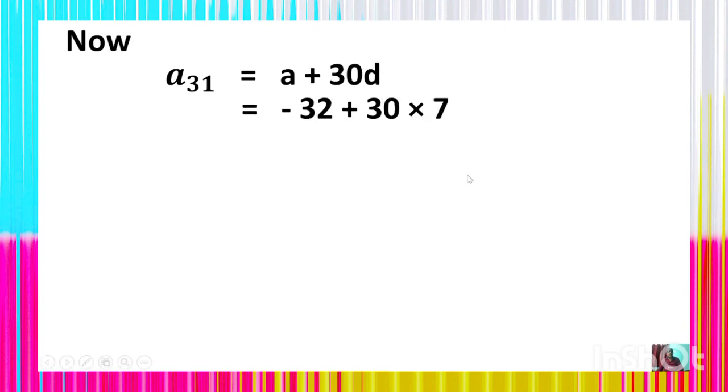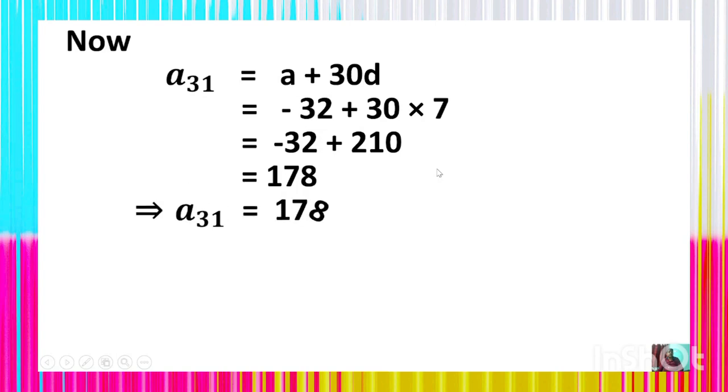Now the 31st term of the AP is A plus 30D. Putting the values of A and D, we get minus 32 plus 30 into 7, which is minus 32 plus 210, which is 178. Thus we get the 31st term of the AP, which is 178. This is what you have to find out. Thus the 31st term of the given AP is 178.